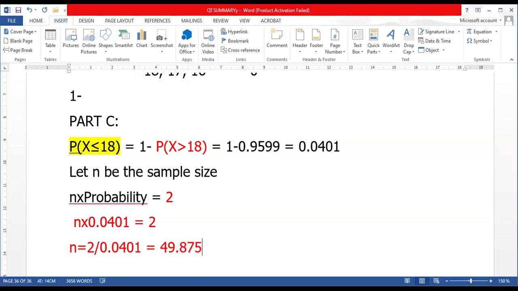Remember, we want the number of solar panels. So this is approximately equal to 50 solar panels. Those are the ones that fail to exceed the lifetime of 18 years. And you're done. How many marks? 3 marks. In how many minutes? 2 minutes, if you can reason.